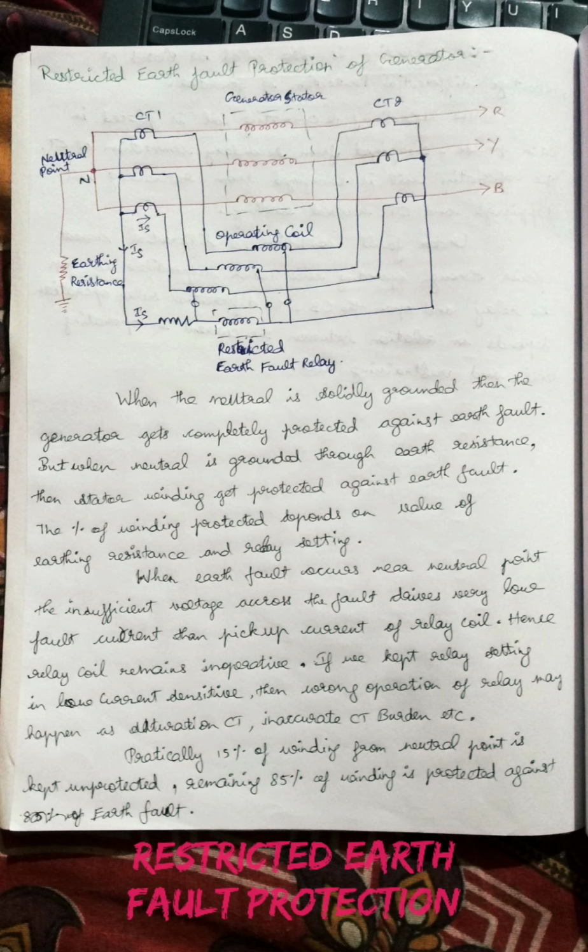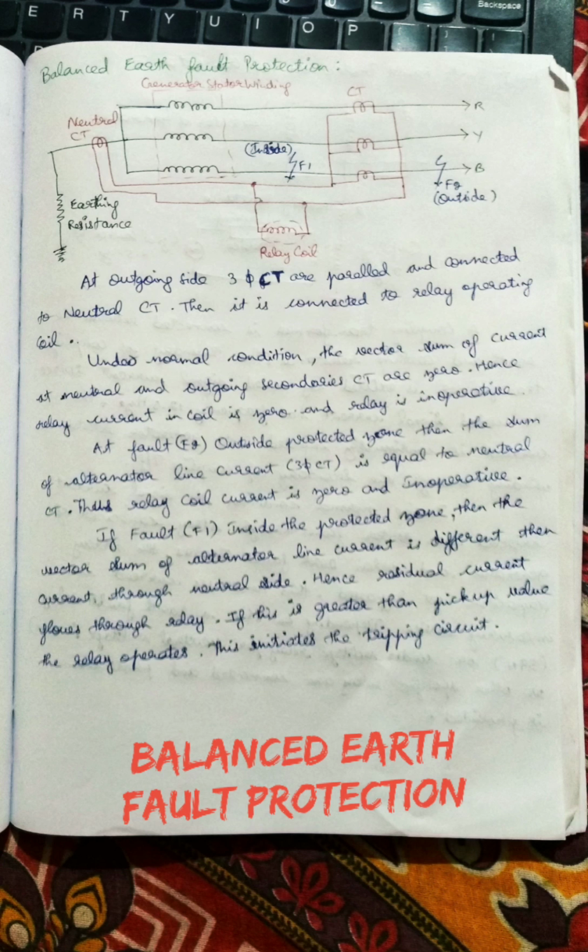So practically, 15% of your winding from the neutral point is kept unprotected. The remaining 85% of the winding is protected by the earth fault protection. So this is the restricted earth fault protection basics of your generator.